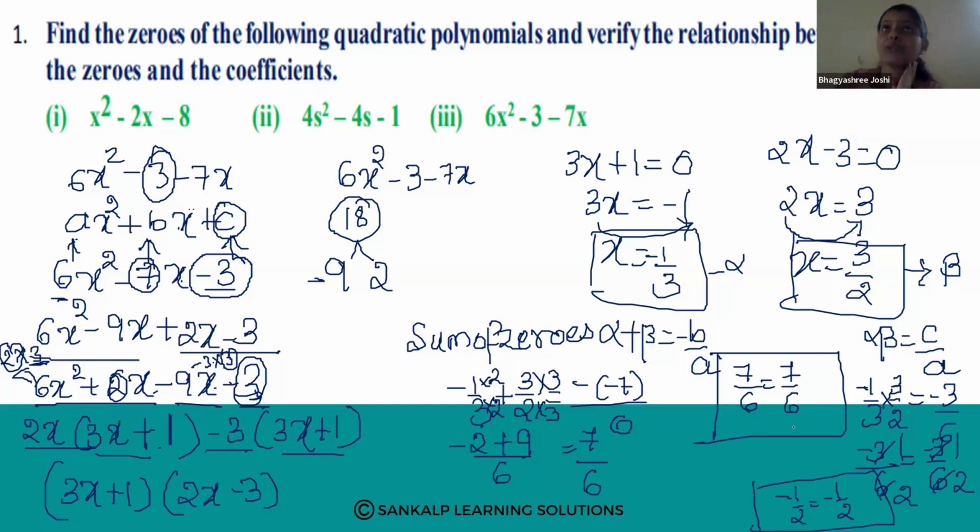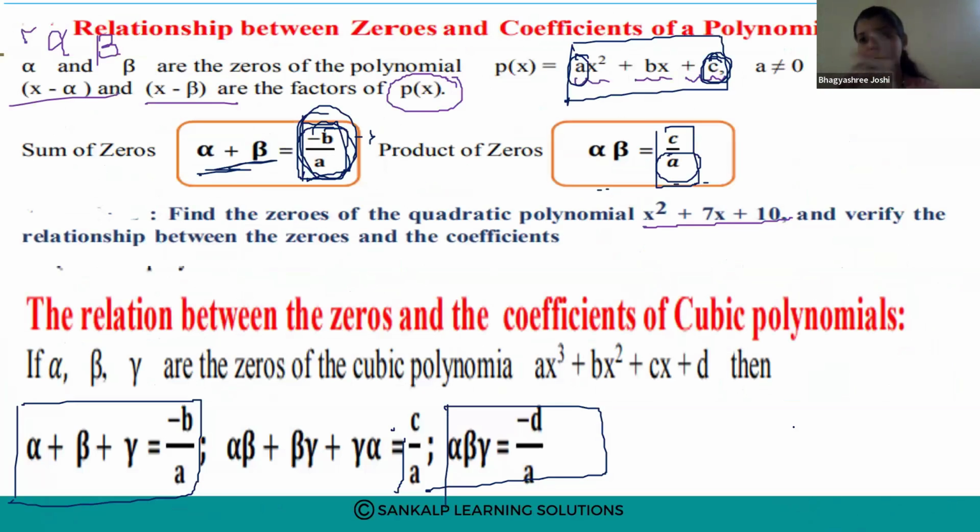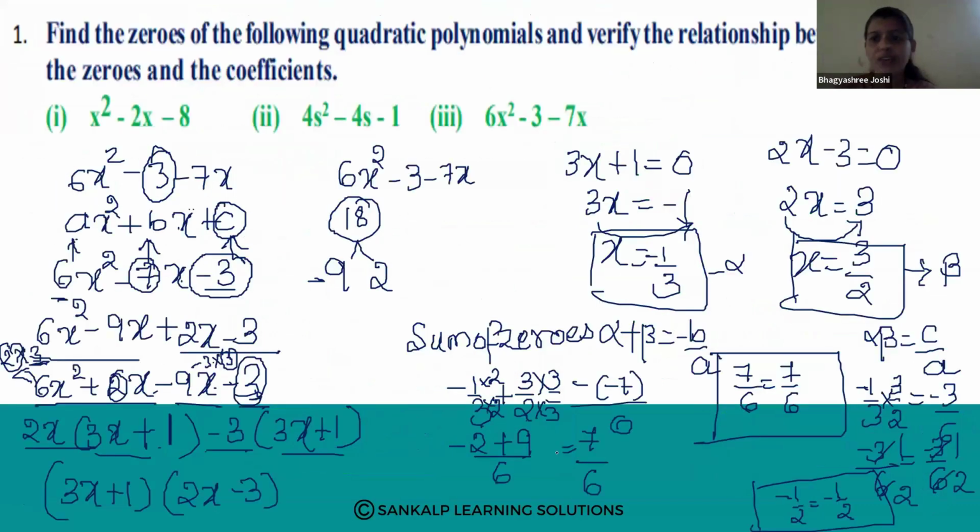Yes. So in today's class, what we discussed is the relationship between zeros and coefficients. What are coefficients, what are zeros. So zeros we call as alpha and beta. Coefficient means A, B, C are the coefficients of x square, x, and C is a constant term. So alpha plus beta is equal to minus B divided by A. Alpha into beta is equal to C divided by A. So by using this formula only, we are going to solve some examples.